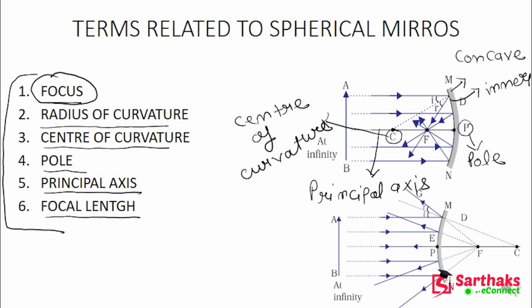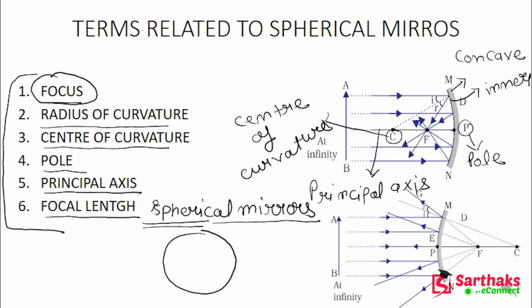Now, let's understand the second point, and that is radius of curvature. What is radius of curvature? It is very simple, because here we are studying spherical mirrors. So this mirror would have been a part of a sphere. Let's suppose this is your sphere. I cut this part from here, and I got this spherical mirror.